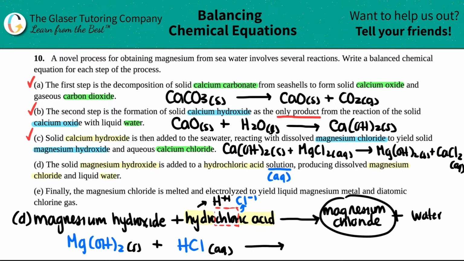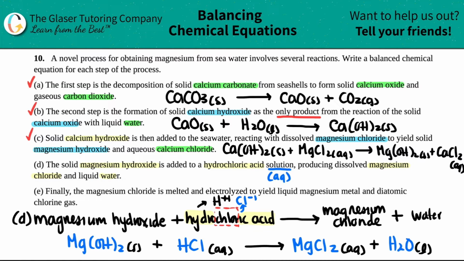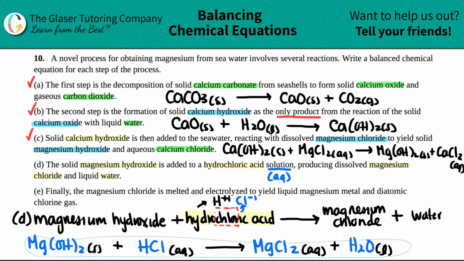Yielding magnesium chloride, which we actually did before, right? Magnesium chloride was up here. That was MgCl2, so we don't have to do it again. You can, just for practice, but we're going to skip that over. And it said it was dissolved, so that's aqueous. And water. Water's H2O. And they said that it was liquid water, so that's an L.